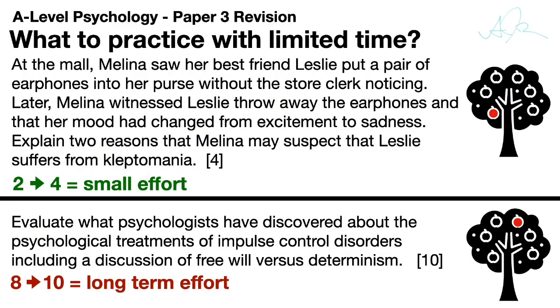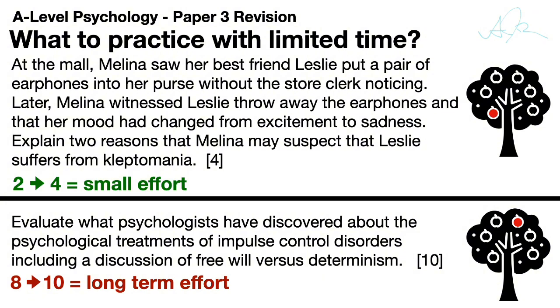So let's look at this question. I'm going to read it aloud. At the mall, Melina saw her best friend Leslie put a pair of earphones into her purse without the store clerk noticing. Later, Melina witnessed Leslie throw away the earphones and that her mood had changed from excitement to sadness. Explain 2 reasons that Melina may suspect that Leslie suffers from kleptomania.